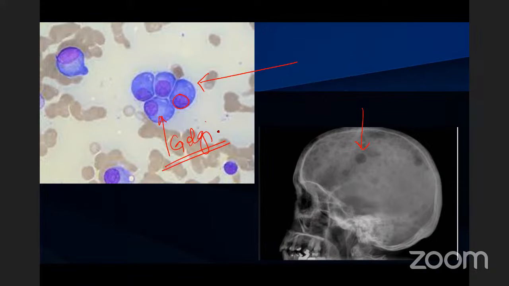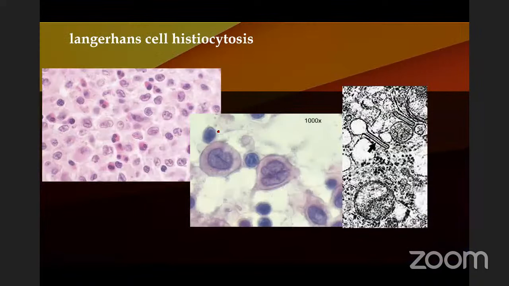Lytic lesions of the scalp can also be seen in LCH. What catches your eye in LCH is that there are lots and lots of eosinophils. Eosinophils are the predominant cell, but in between there are these Langerhans cells, which are immature dendritic cells, which have grooves in them. These grooves are very typical of Langerhans cells. Everybody, we should be super clear that these cells are also called coffee bean nuclei.